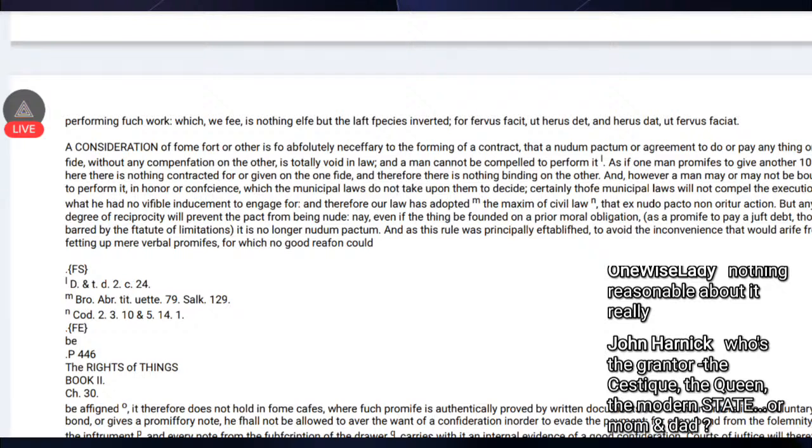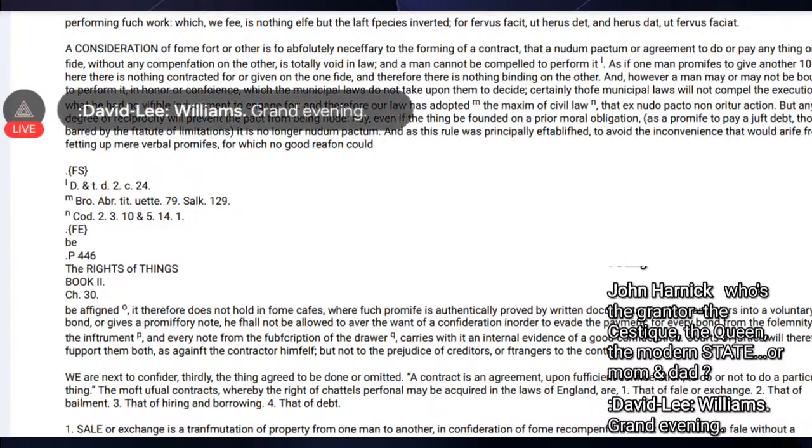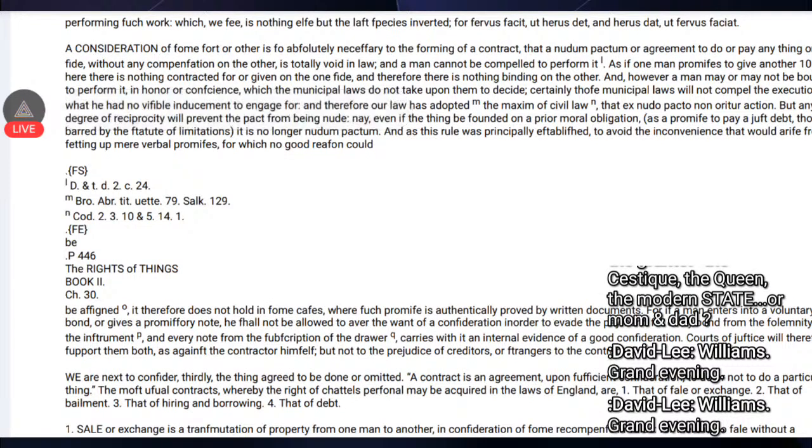But any degree of reciprocity will prevent the pact from being nude. Nay, even if the thing be founded on prior moral obligation, as a promise to pay a just debt, though barred by the statute of limitations, is no longer nudum pactum. And as this rule was principally established to avoid the inconvenience that would arise from setting up mere verbal promises for which no good reason could be assigned, it therefore does not hold in some cases where such promise is authentically proved by written documents.